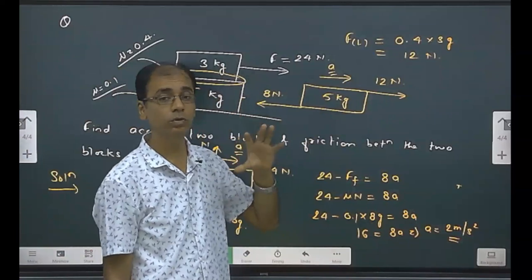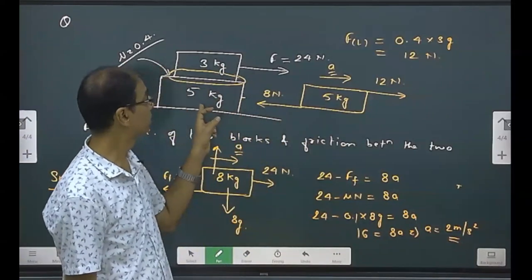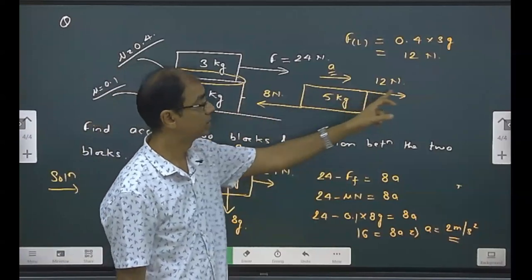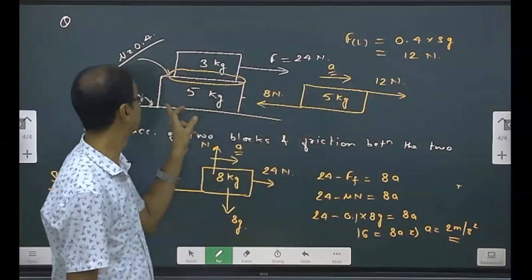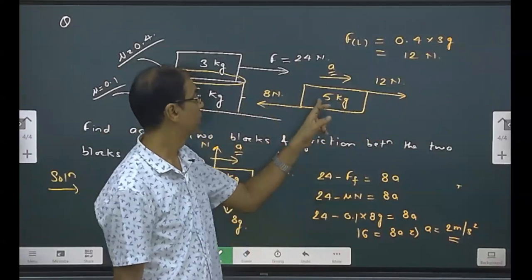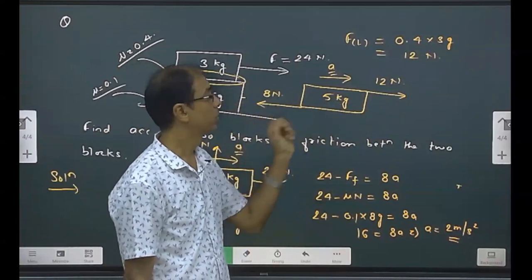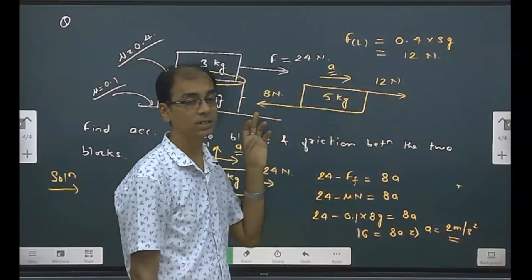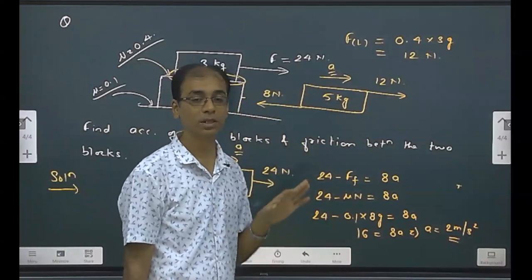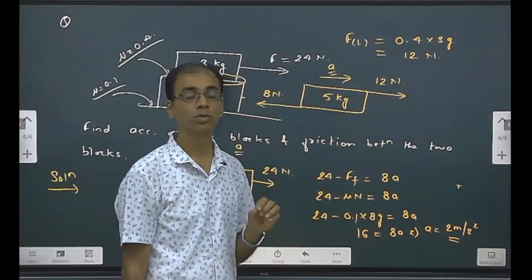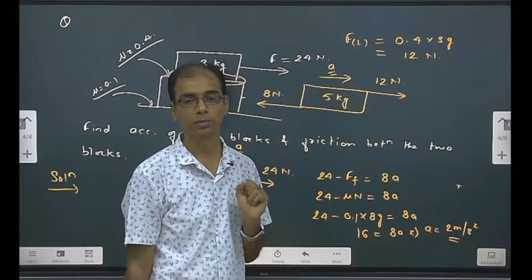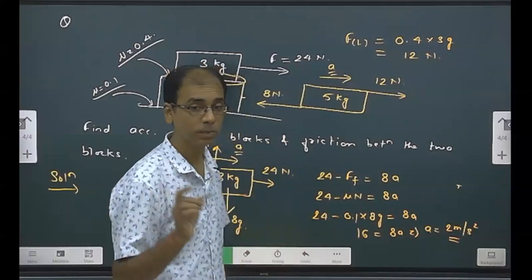Now 12 Newton should be able to move this 5 kg block. So we made a free body diagram for 5 kg. This is 12 Newton acting in this direction. How much is friction over here? We already calculated it, 8. We are placing it over here. So now what is the resultant force? 12 minus 8, that is 4 Newton. Can 4 Newton acting on 5 kg move it with 2 meter per second square? No. The limiting force value is less than the required value. So both will move separately now.